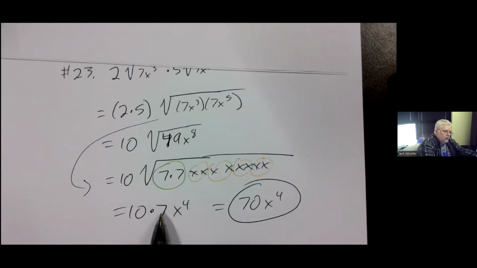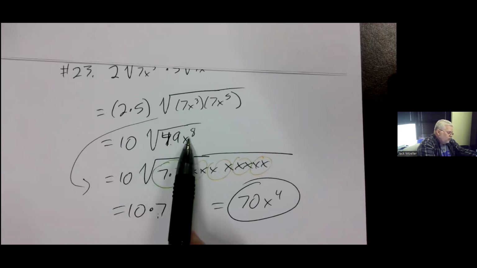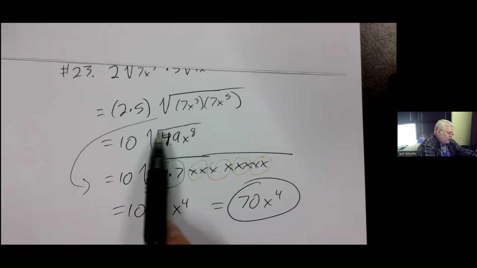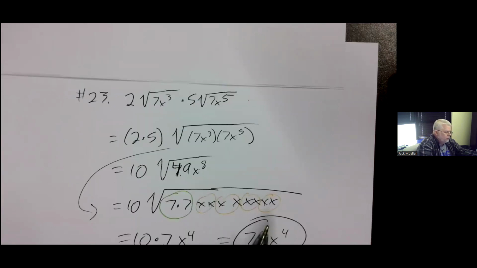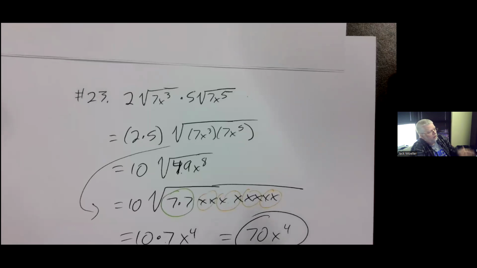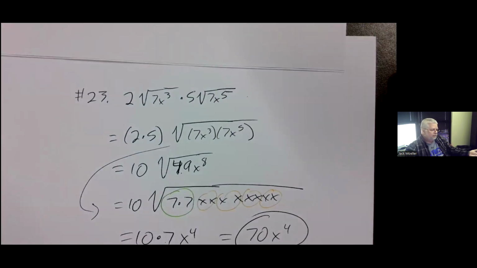You could also get it from here, because what is the square root of 49? It is 7. And then if you're using the division method, you're doing 8 divided by the index of 2. 8 divided by 2 is 4 with no remainder. So when you're multiplying radicals, multiply outside with outside, inside with inside, and then simplify, see if you can simplify the inside.